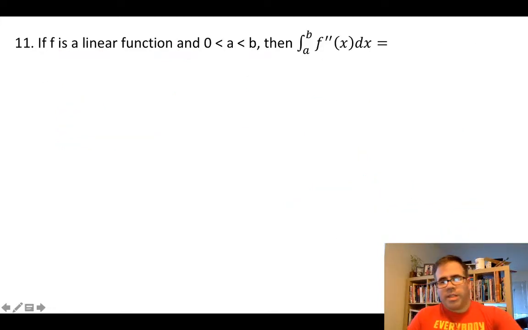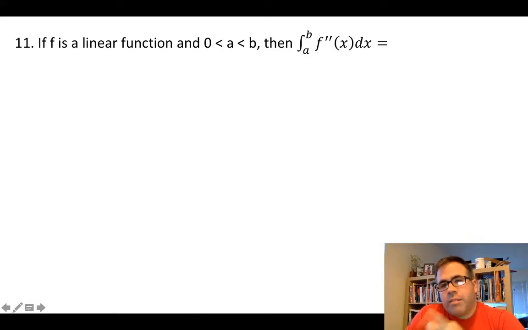This one requires a little bit of thought. If f is a linear function, and both a and b are positive and a is less than b, then what is the integral from a to b of f double prime of x dx?